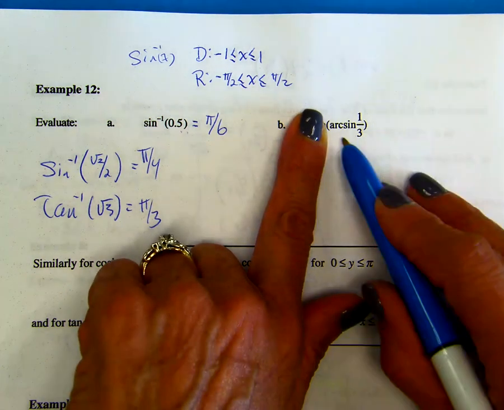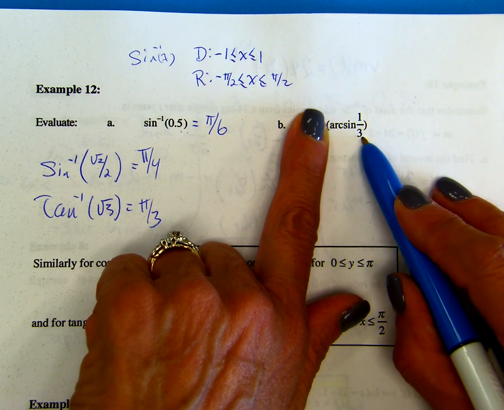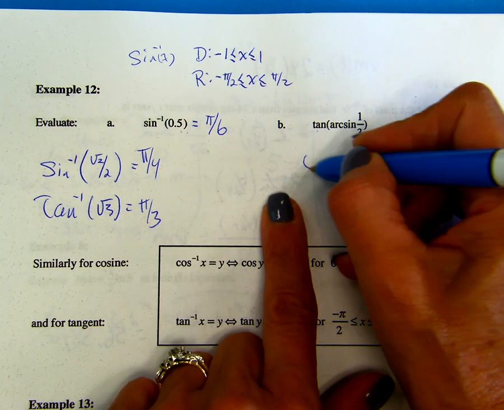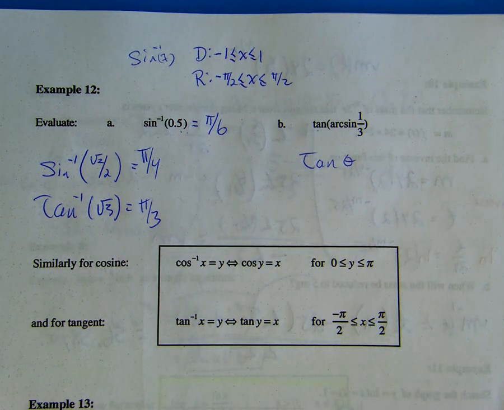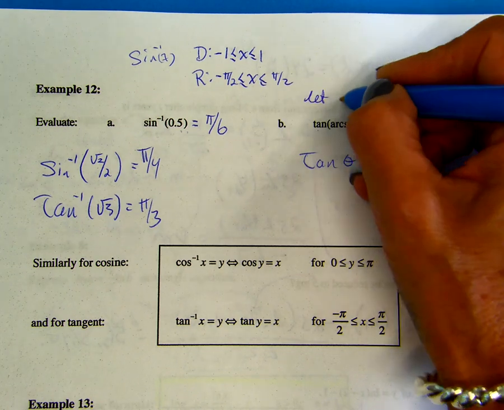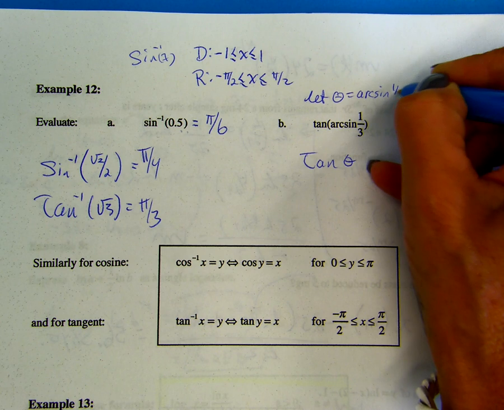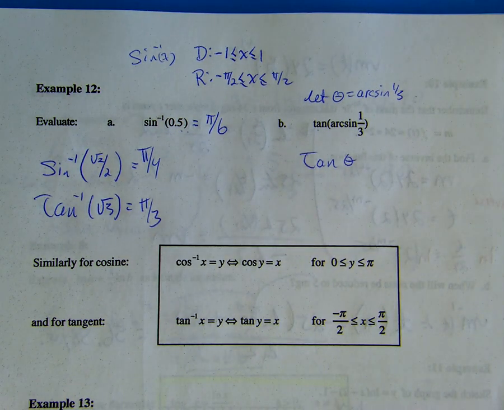This question's saying, what angle has a sine of 1/3? Once you find the answer to this, you remember you will have an angle for an answer. And now it's asking you to find the tangent of that angle. Okay, so we could do a little let then statement. That is, let theta equal arcsine of 1/3. Find the tangent of theta. That's what that's asking. We get that big picture.